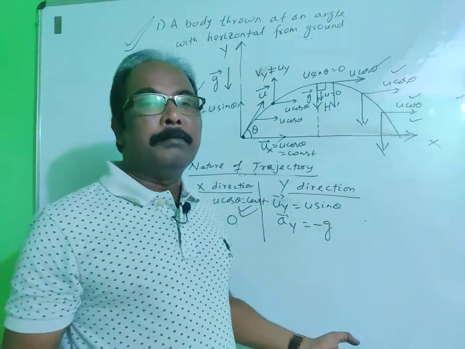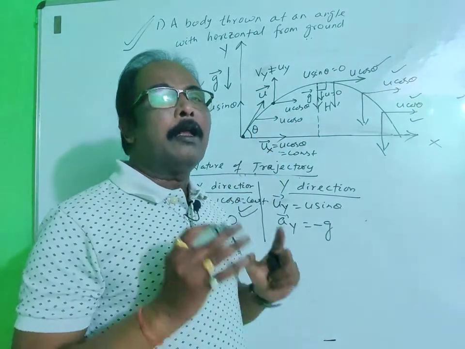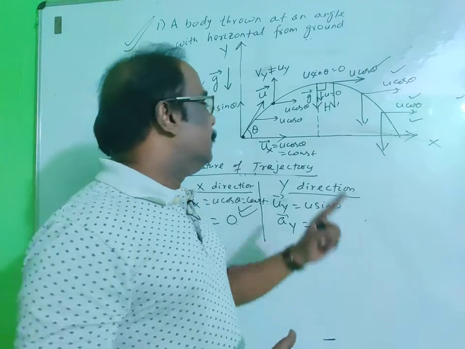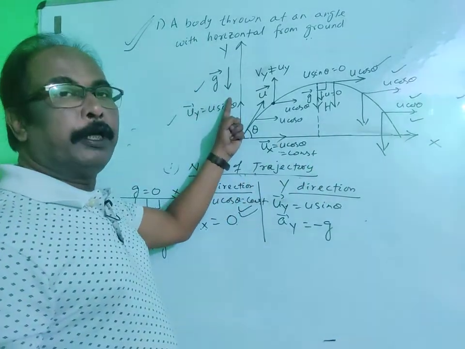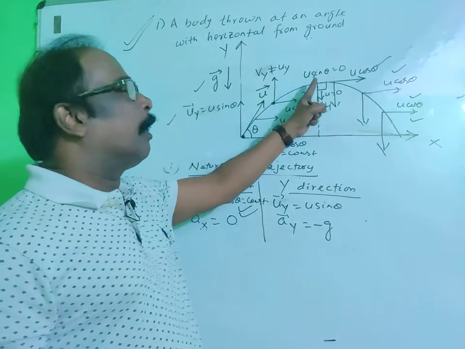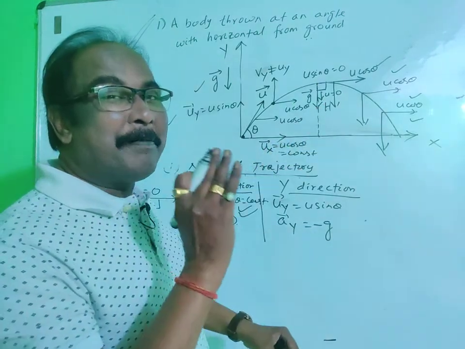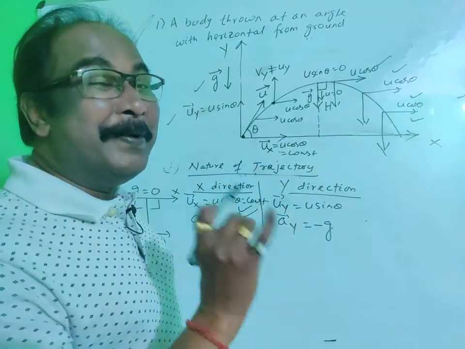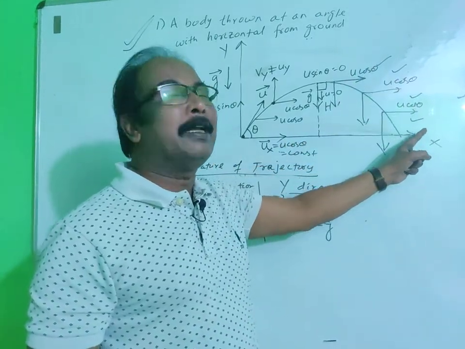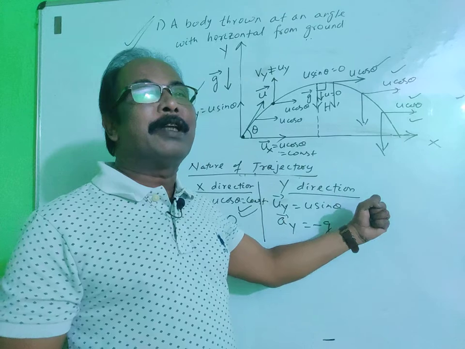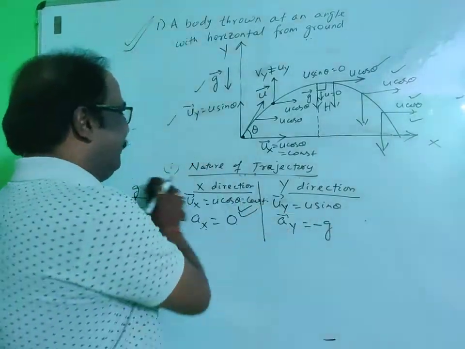So this is the basic output. If a body is thrown at an angle with the horizontal, it moves under the combined effect of constant horizontal velocity and decreasing velocity in the vertically upward direction till it reaches the highest position. And thereafter, it moves under the combined effect of constant horizontal velocity and increasing velocity in the vertically downward direction. This is the basic output. Okay.